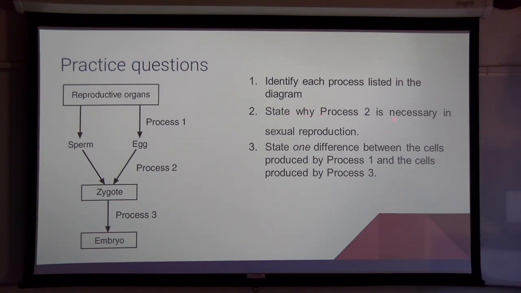State why process 2 is necessary in sexual reproduction. So why is this process important? What does this do? The sperm and the egg combining together. What does that reinsure or guarantee? Remember, that's going to restore the full number of chromosomes, because you have half, and fertilization will restore that full number.